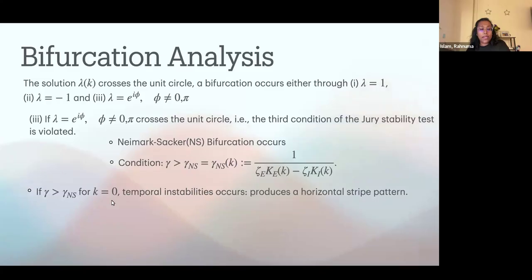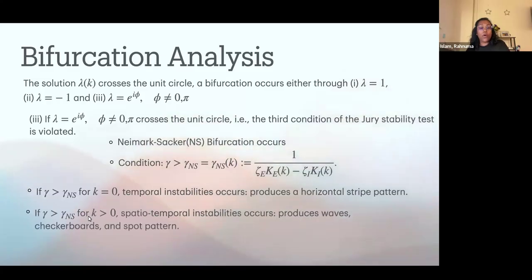And if gamma exceeds this threshold for k greater than 0, then the spatiotemporal instabilities occur. Usually we get waves, checkerboards, spot patterns, or more complex patterns from this one. So the necessary condition that we get here is that usually the decay rate of the inhibitory has to be larger than the decay rate of the excitatory.